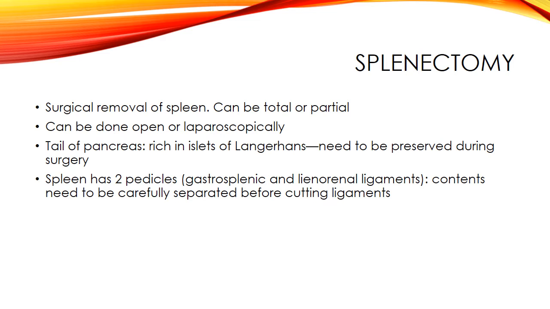So if we cut the tail of the pancreas, we can cause other systemic problems for the patient. So we need to preserve the tail of the pancreas when we are removing the spleen, and we need to be very careful when we are cutting through these pedicles, the gastrosplenic and the lienorenal ligaments. We need to separate their contents before we cut these ligaments during removal of the spleen.